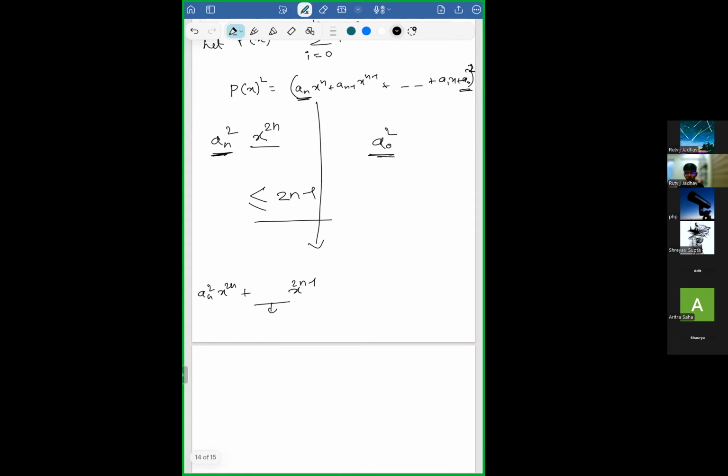I just squared this, the p of x term. The only way we can get x raised to 2n minus 1 is either from x raised to 2n times the constant term, or 2 a n a n minus 1. Yeah, like it would be 2 a n a n minus 1.